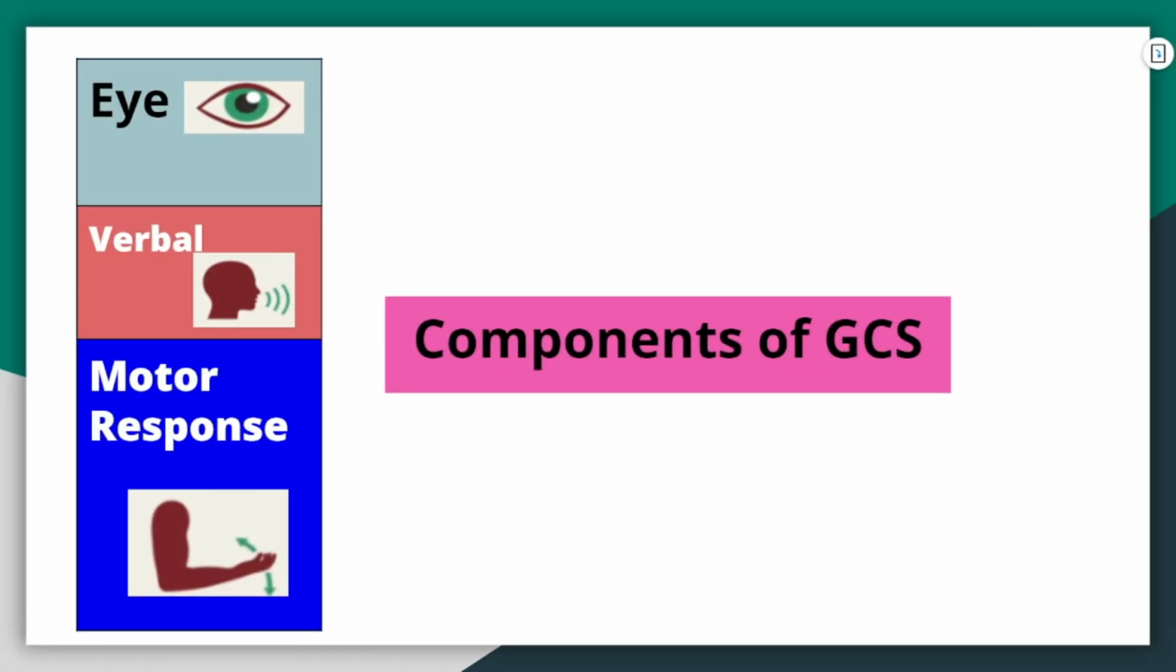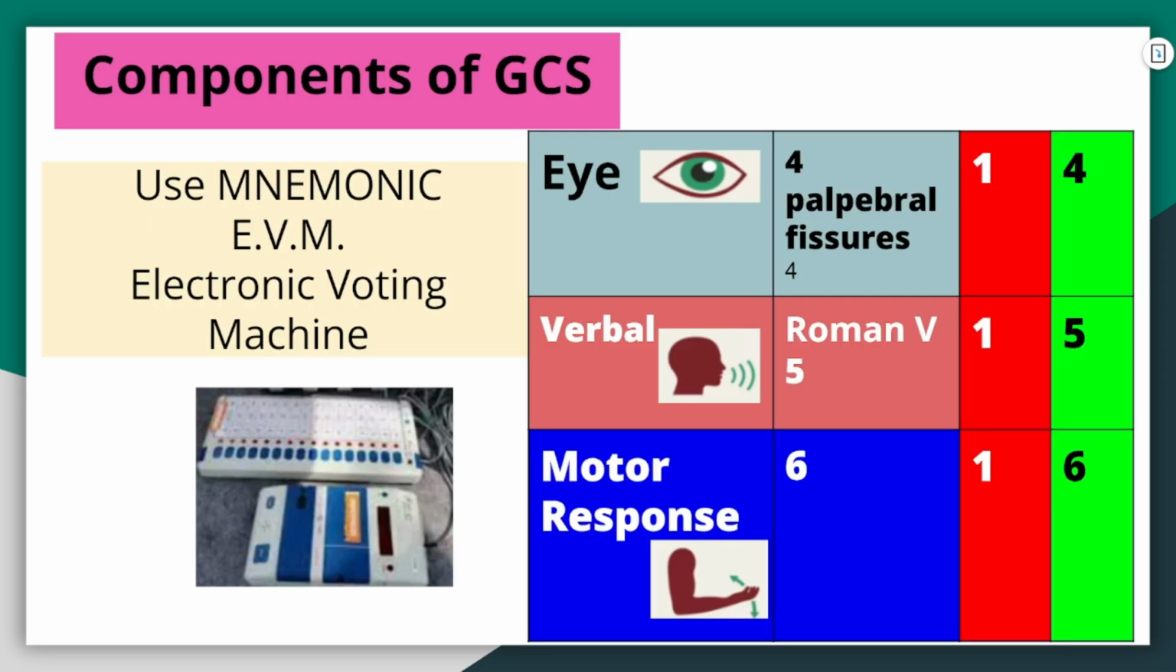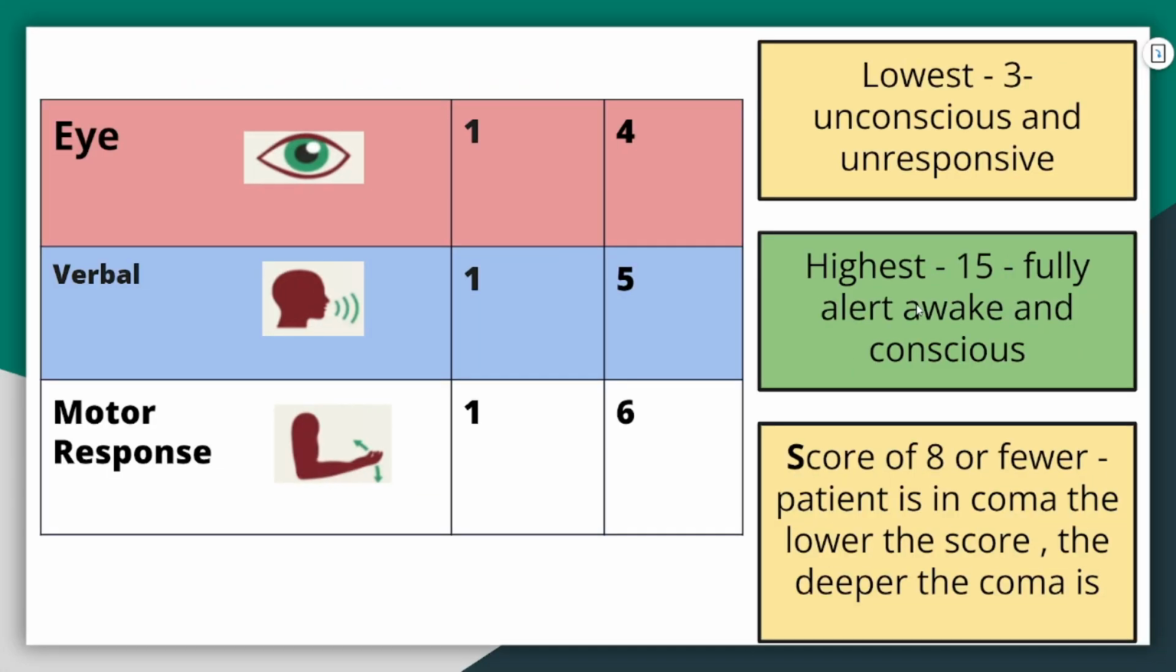The patient is assessed and scored in 3 different areas of neurological function: eye opening, verbal response and motor response. A mnemonic for remembering the components of GCS is EVM, that is electronic voting machine. The highest possible GCS is 15, awake and oriented. The lowest possible score is 3 and reflects an individual who is unconscious and unresponsive.